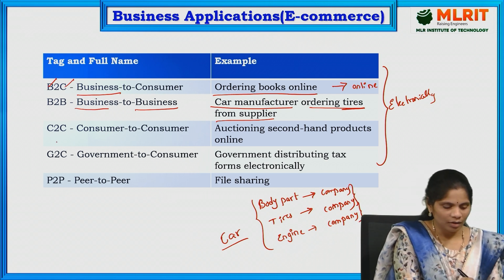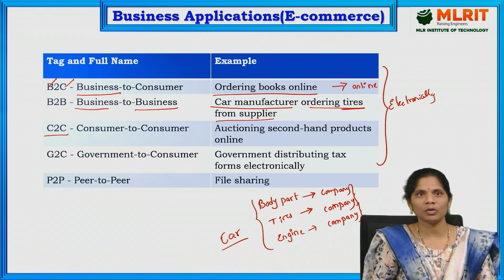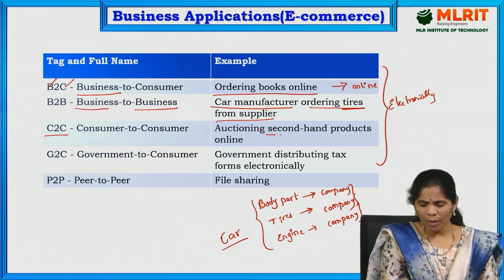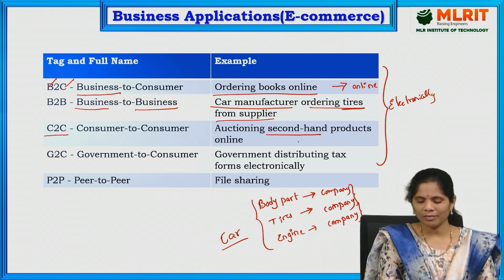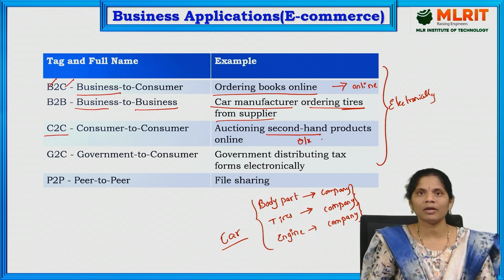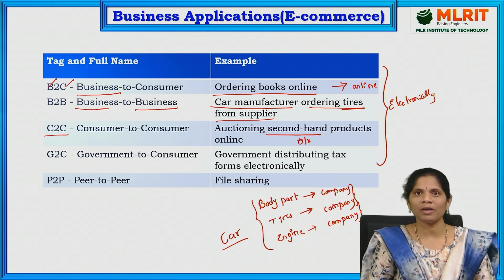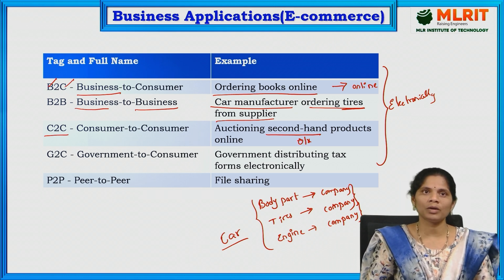Next one is consumer to consumer. What does consumer to consumer mean? Buying and selling second hand products online. Take some examples: Quikr and OLX. These are all second hand product sales we are doing, right? If I want to sell my mobile phone, that is consumer to consumer.